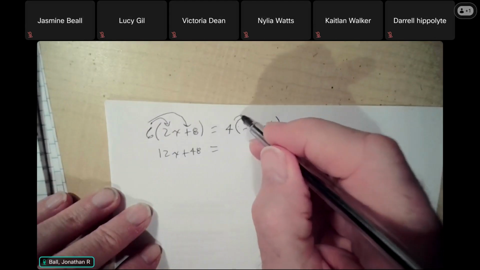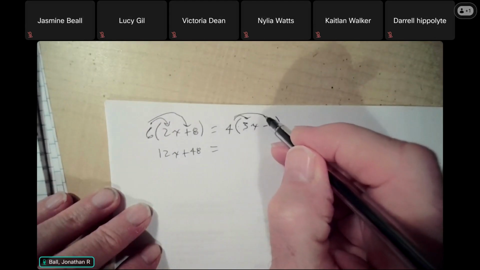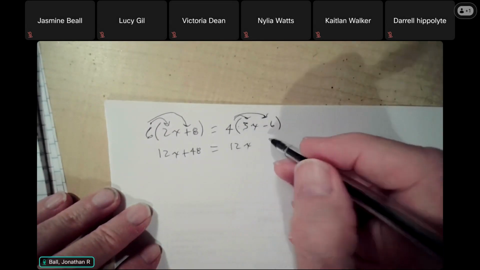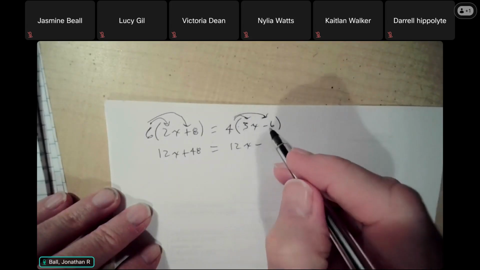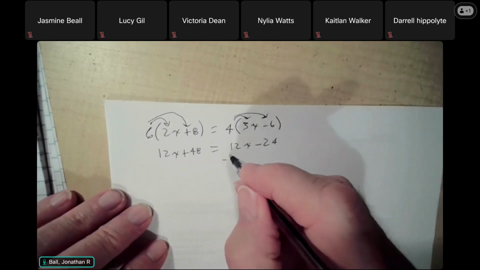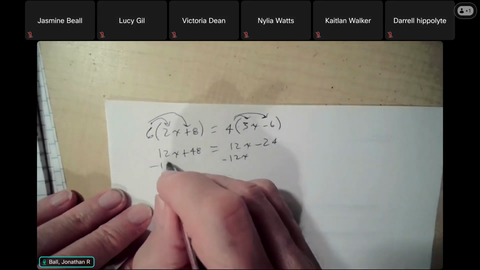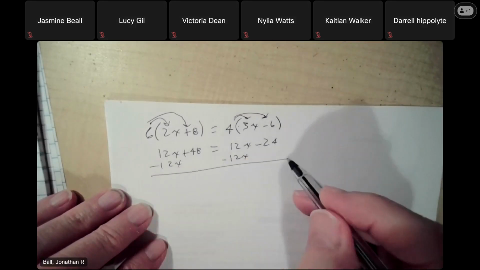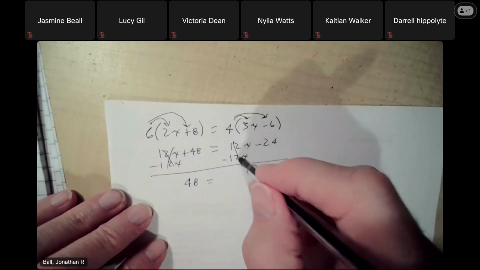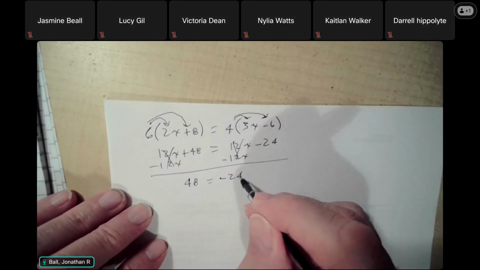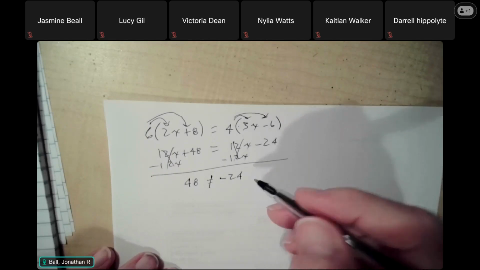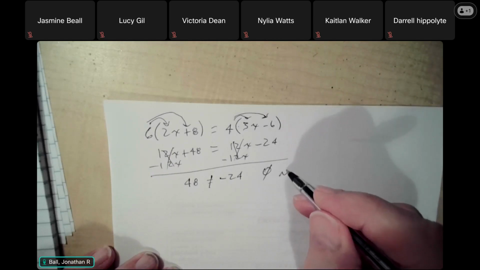equals, same thing here. I'm not stupid. 12x minus, positive times a negative is a negative 24. And move the variables first. Negative 12x, negative 12x. What do we get here? 48. That's gone. That's gone. Is negative 24. Is this correct? No. So our answer here is no solution.